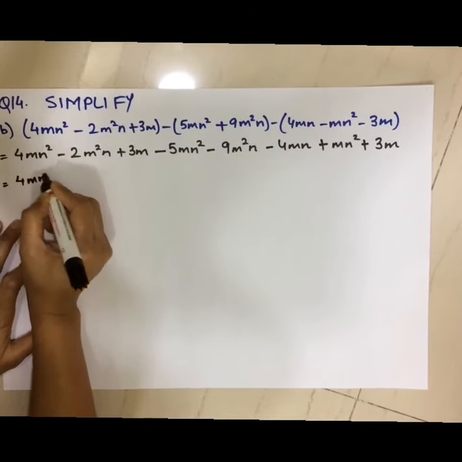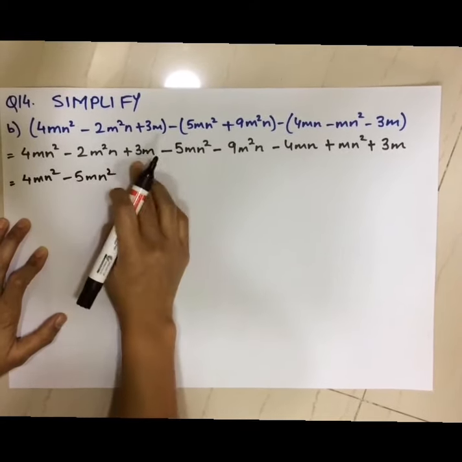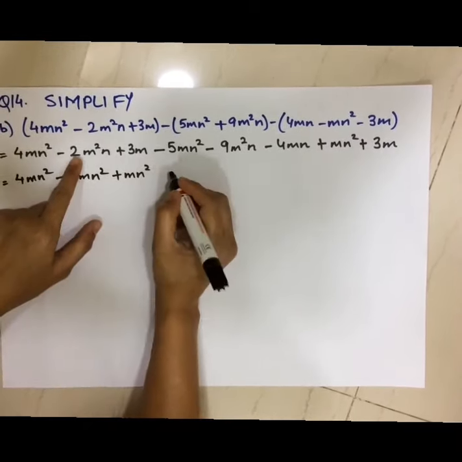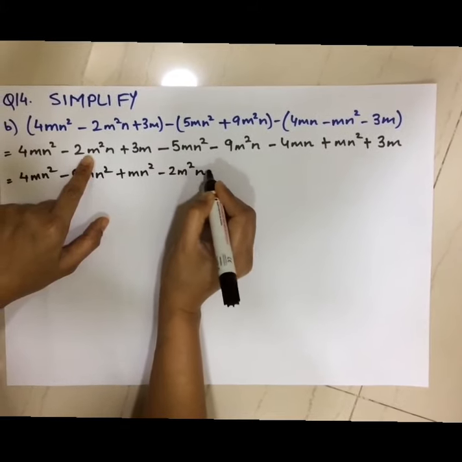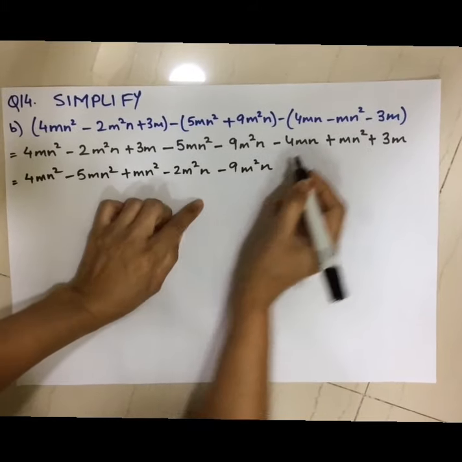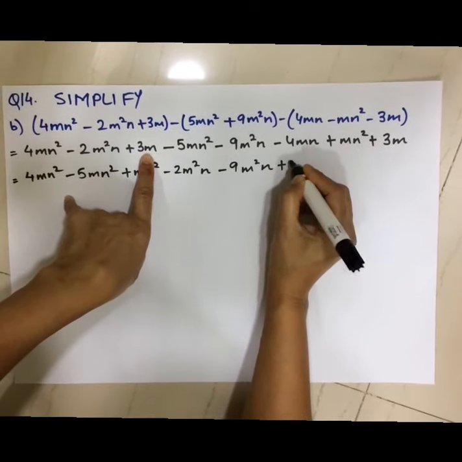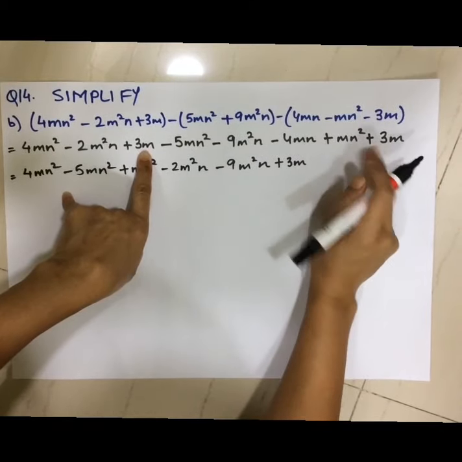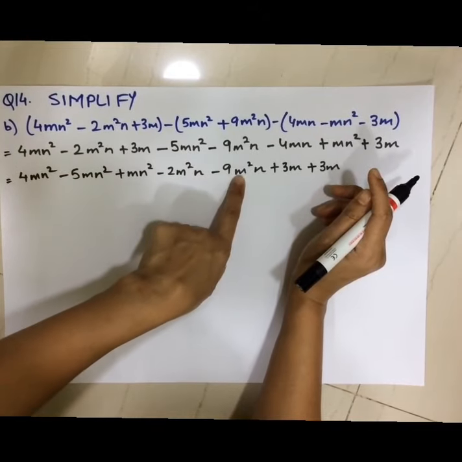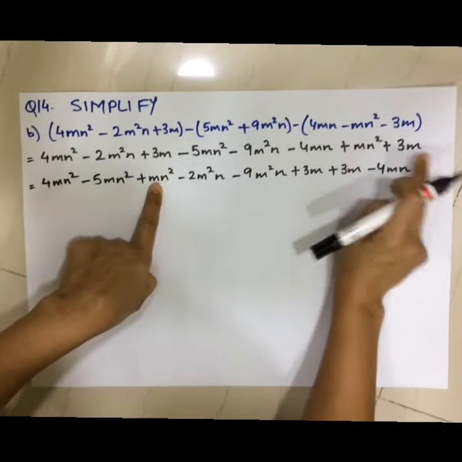So it's 4mn square, then we have minus 5mn square, then we have plus mn square. Now the next one is minus 2m square n. So another m square n is here, minus 9m square n. Now again we don't have any more here. So now we go to the third one. It says plus 3m. Then again one more here, plus 3m. So now mn square we have already done, m square n we have done. Now this is only left here. So it's minus 4mn.